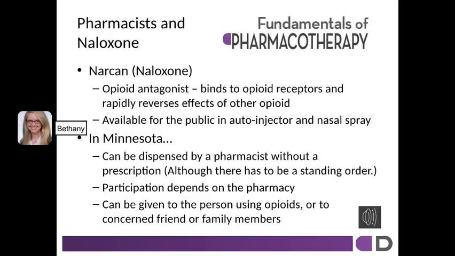So the use of naloxone could be a presentation in itself, but we will briefly highlight it here and talk about the role that pharmacists have in the use of naloxone. Naloxone is an opioid antagonist, so it binds to the opioid mu receptors that we talked about, but it blocks it so that opioid medications cannot bind. This binding of naloxone, also called Narcan, rapidly reverses the effects of other opioids.